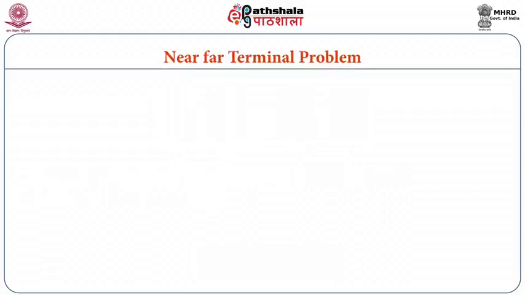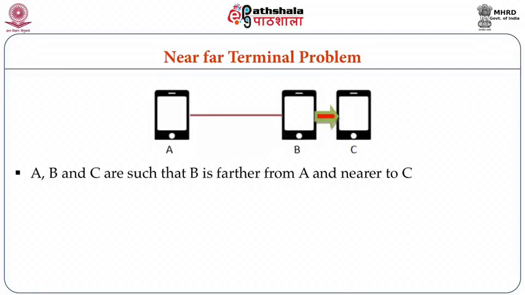Another problem which occurs in wireless communications is the near-far terminal problem. The problem is more acute when CDMA is used. Here you can refer to the diagram. A, B and C are three terminals in such a way that A is farther from C but B is nearer to C. That means the distance between A and C is more than the distance between B and C.